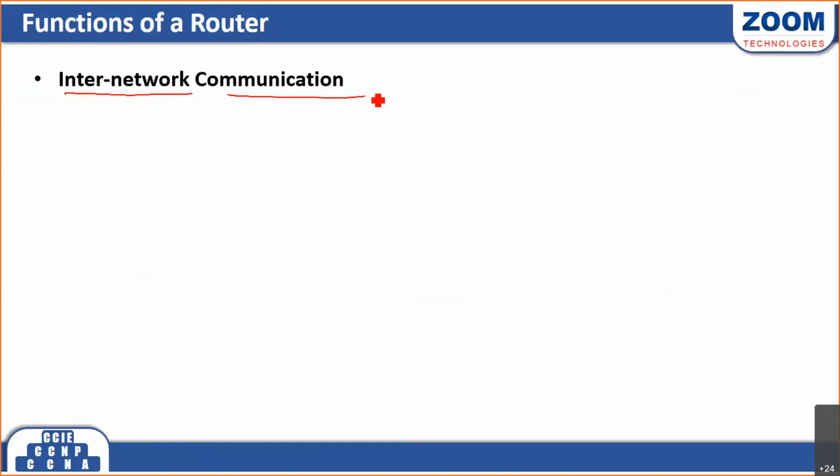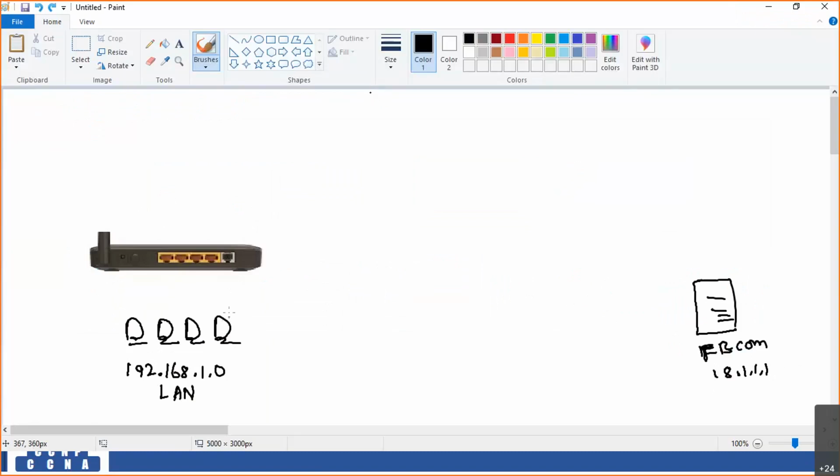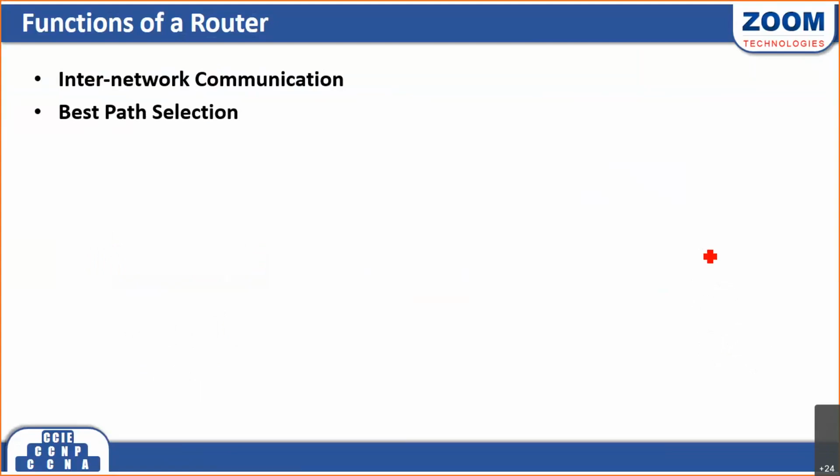Which device's functions are we discussing now? Functions of a router, right? The router does best path selection: from your service provider to reach a Facebook server, there are multiple paths. The next is packet switching and packet forwarding. What is packet switching and packet forwarding?